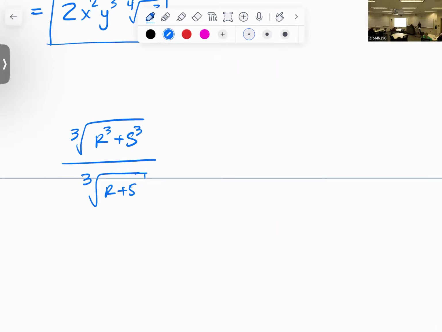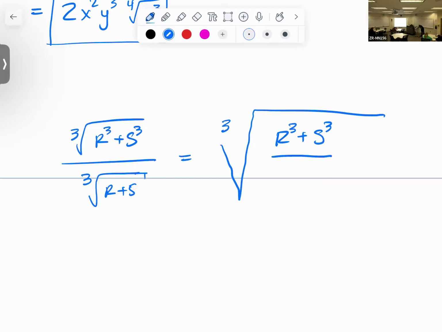Okay, so just like in our last problem, I have a cube root in the numerator and a cube root in the denominator, which means I can put it all under one big cube root. But when I do that, can I cancel the r's and the s's and end up with cube plus cube? No. So I need to think a little bit harder. I got it all under one giant radical, but I want to be able to cancel something. Does anything spring to mind?